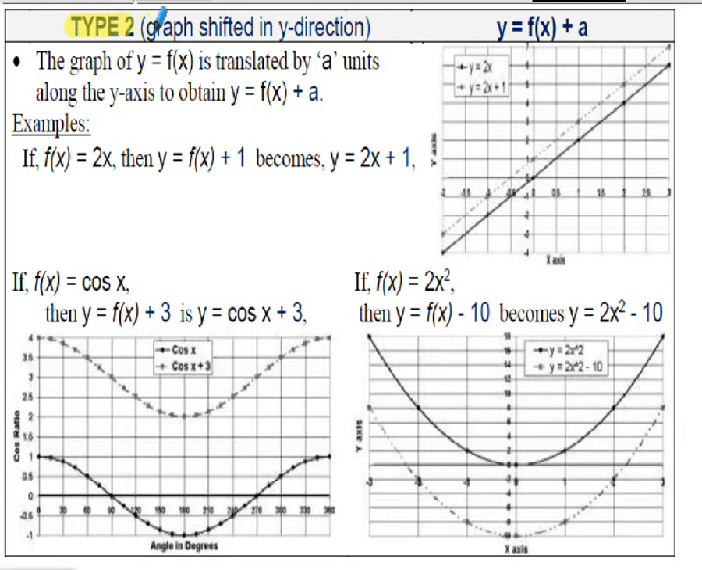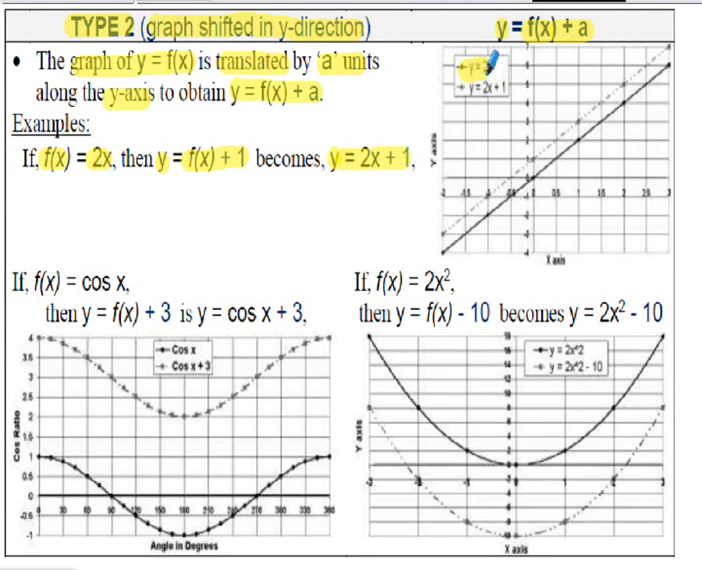Type 2, this is where the curve is now shifted in the y direction. We have the form y is equal to the function of x plus a. A graph of y is equal to function x is translated by a units along the y-axis to obtain y is equal to the function x plus a. So for example, if the function of x is equal to 2x, then y is equal to function x plus 1, where a is 1, becomes y is equal to 2x plus 1.